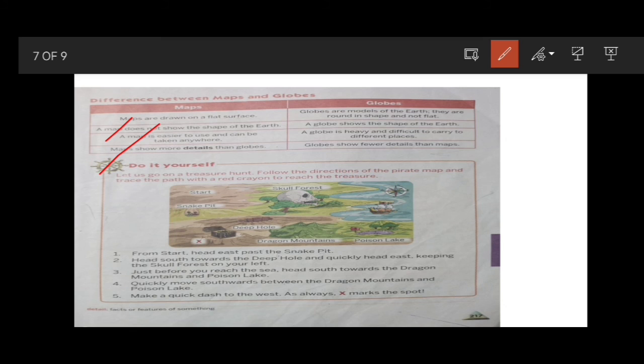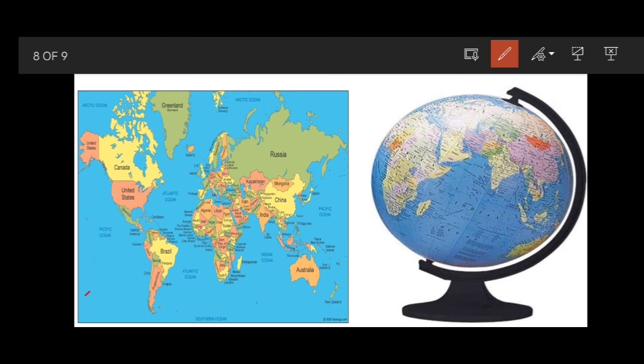Next. Maps show more details than globes. Globes show fewer details than maps. So if we want to see more details of the earth, we can use maps, which show more details than a globe. But globes show fewer details than maps. If we want to get more details, we can use maps.